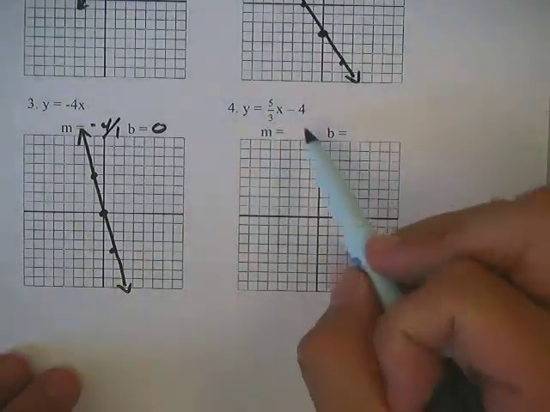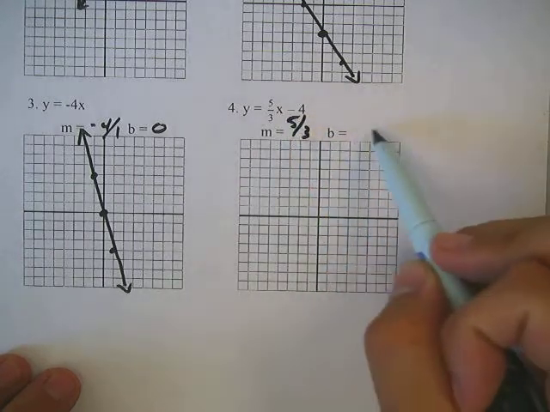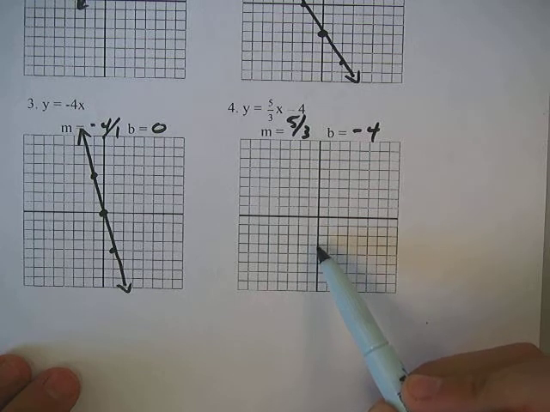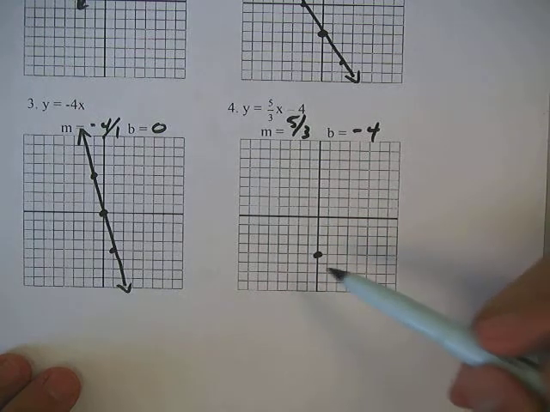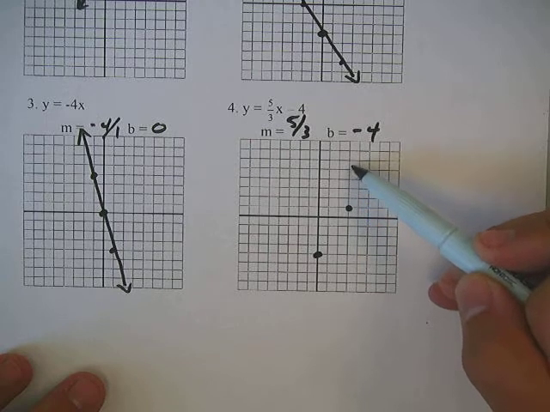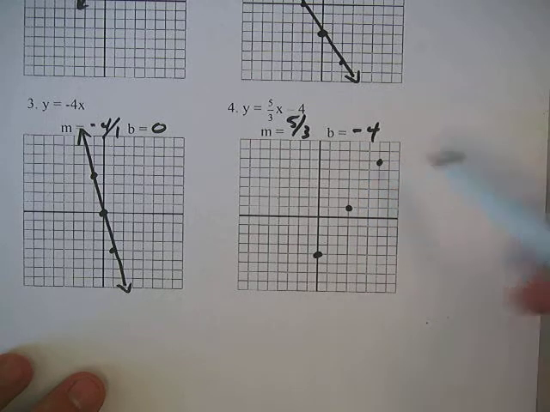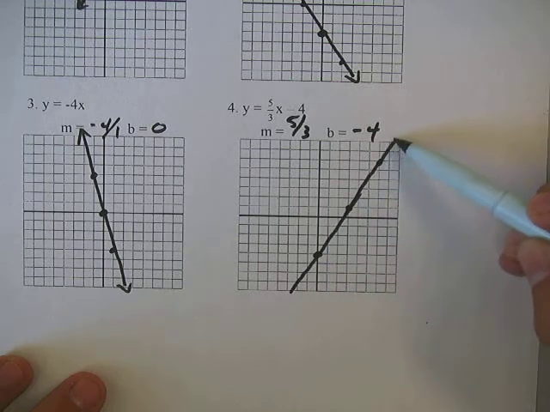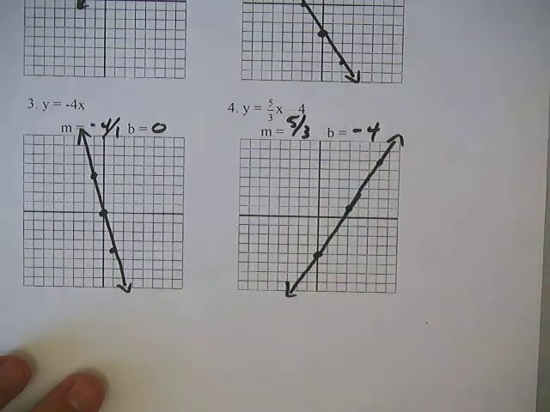Okay, last but not least, this one, slope 5/3, y-intercept's negative 4. So I'd go all the way down to negative 4, pardon me, and then I'd go up 5 to the right 3. Up 1, 2, 3, 4, 5 to the right 1, 2, 3. And there you go. There's my equation, or there's my graph.